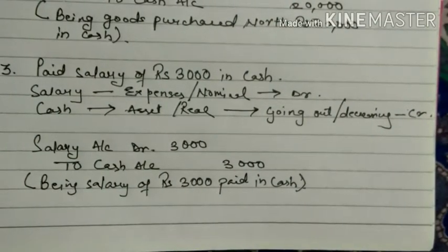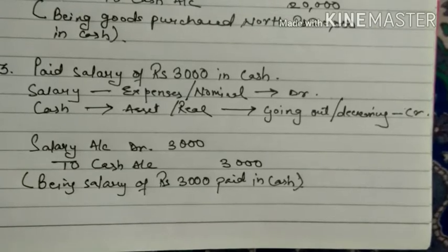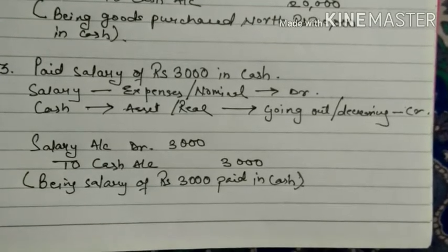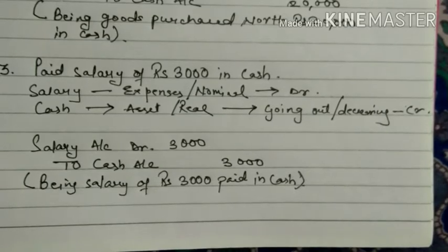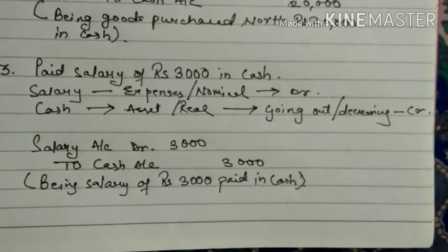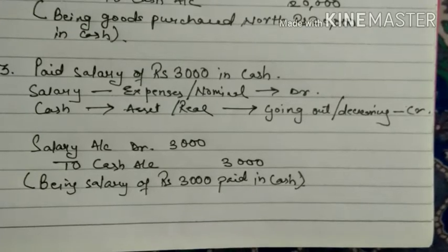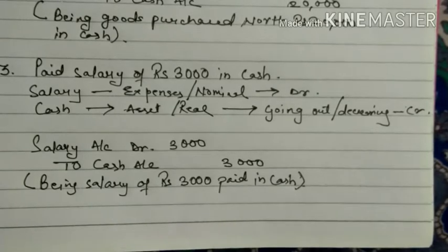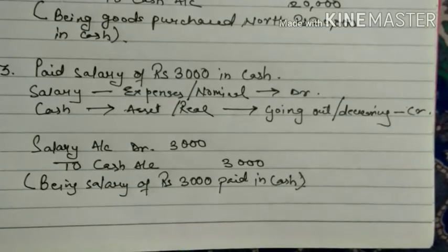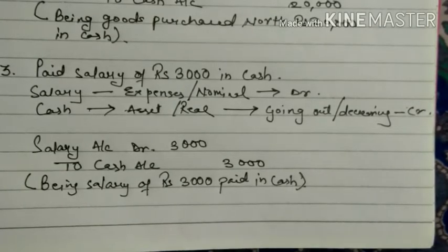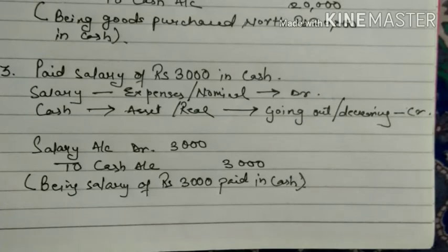So in brief, I'll repeat the process. First you need to identify the accounts that are involved in the transaction. Then you need to apply the rules of debit and credit, and then form the journal entry and write down the narration below it. Narration is very important as it tells you in brief what the transaction actually was. So writing the narration is very important for every journal entry. Hope you have understood the concept.